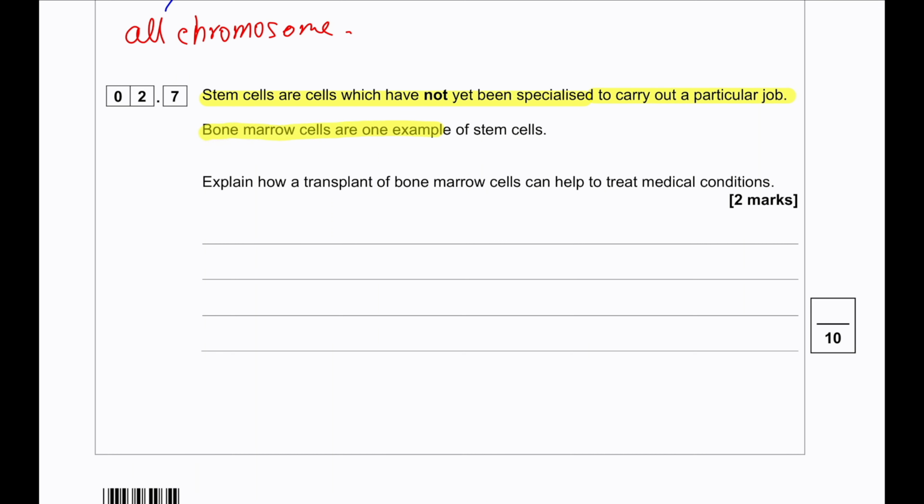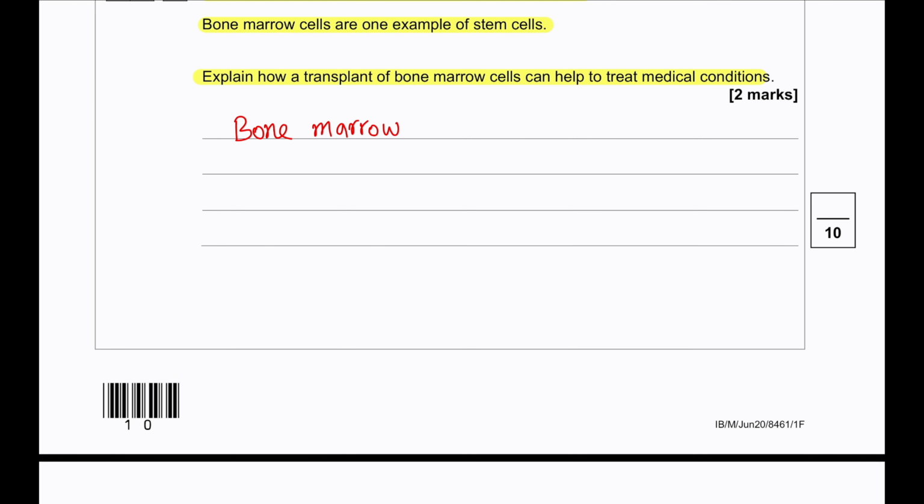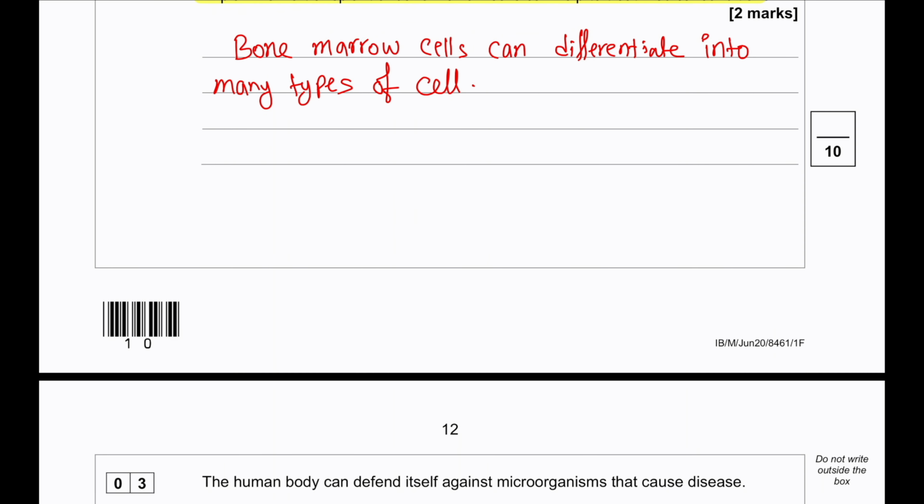Bone marrow cells are one example of stem cells. Explain how a transplant of bone marrow cells can help to treat medical conditions. Now, to treat medical conditions, bone marrow cells, since they are stem cells, have the ability to differentiate into many other types of cells. So we will be able to cure diseases where new cells are needed.